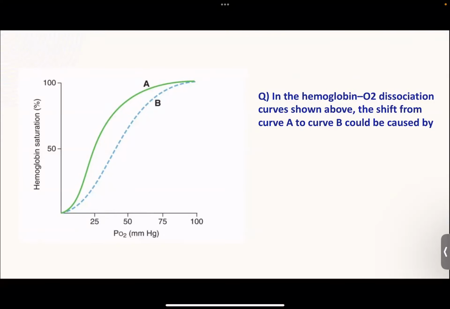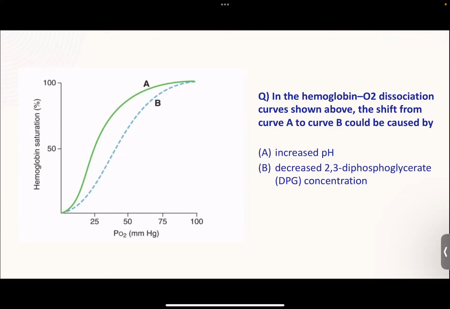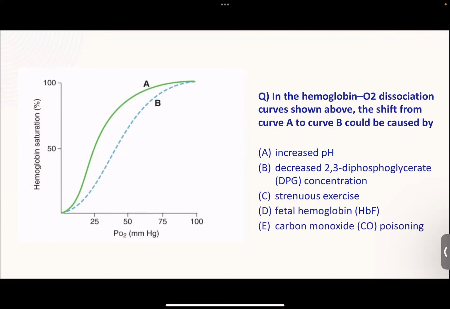So you have this curve. In the hemoglobin oxygen dissociation curve, oxygen dissociation curve is the same as the oxygen binding curve, so don't get confused. The shift from curve A to B is caused by increased pH, decreased BPG, strenuous exercise, fetal hemoglobin, or carbon monoxide poisoning.